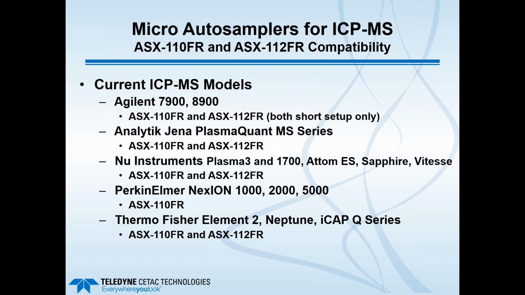So compatibility with current ICP-MS models. Here are the models that the 110 and 112 are compatible with. For the Agilent, I do want to note that the 110 and 112 are compatible with the short setups only at this time. But then Analytik Jena, New Instruments, Perkin-Elmer, Thermo Fisher, depending upon the model type, can do both, either the short or the tall.